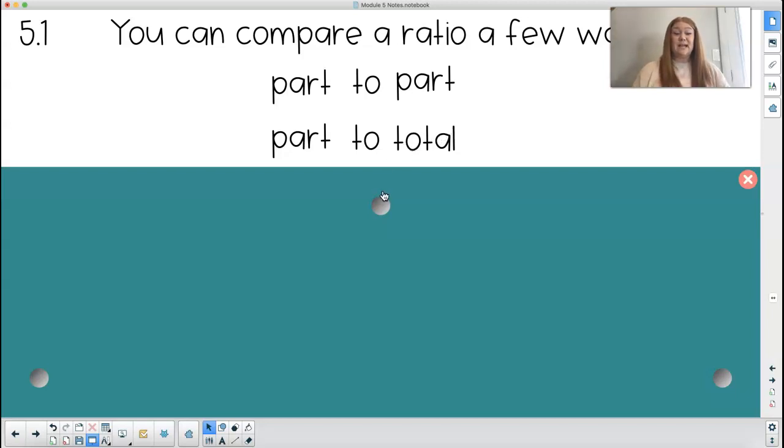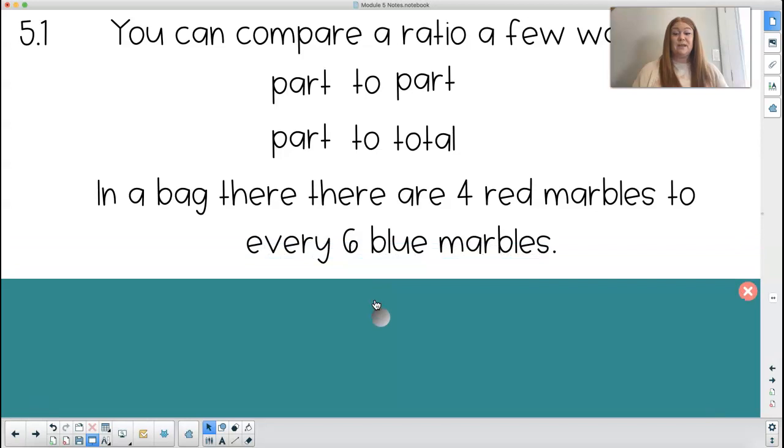So let's take a look here. We're putting some marbles in a bag. Every time I put in 4 red marbles, I have 6 blue marbles. So every time it follows that same pattern, 4 red, 6 blue, 4 red, 6 blue. So my parts are 4 red, 6 blue. When I put those together though, I have a total of 4 plus 6 is 10.